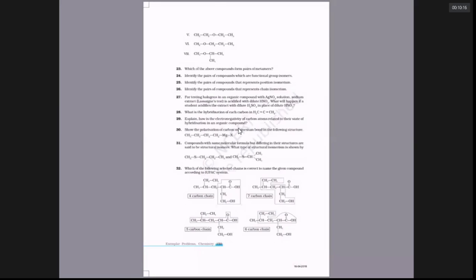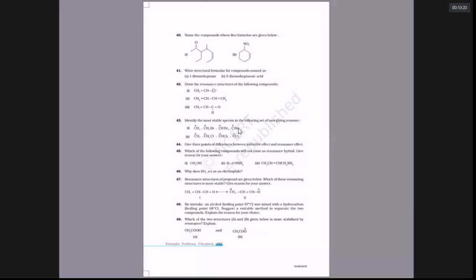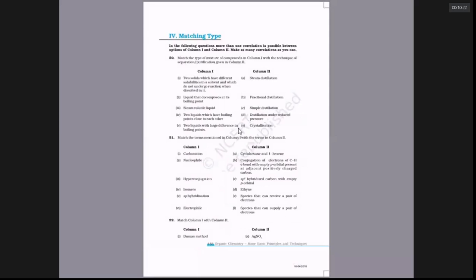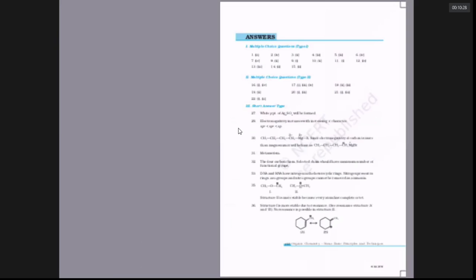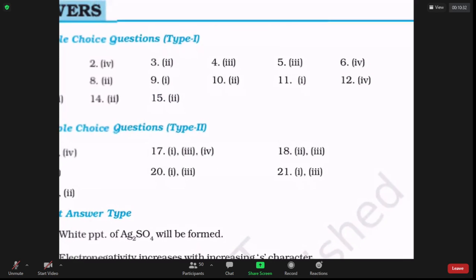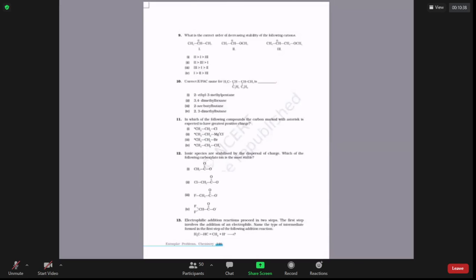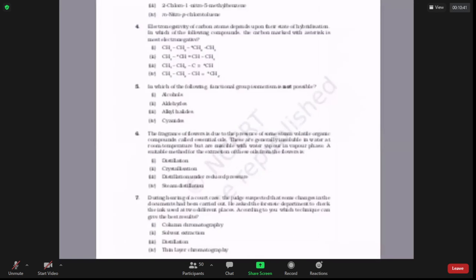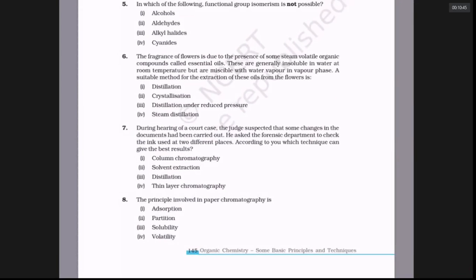Here, this is the way to check up the answer. This is the 6th question, which has only one correct answer. The other model has more than one correct answer. Question number 6. Fourth option. What is the fourth option, sir? Steam distillation. Okay, sir? Yes, sir.